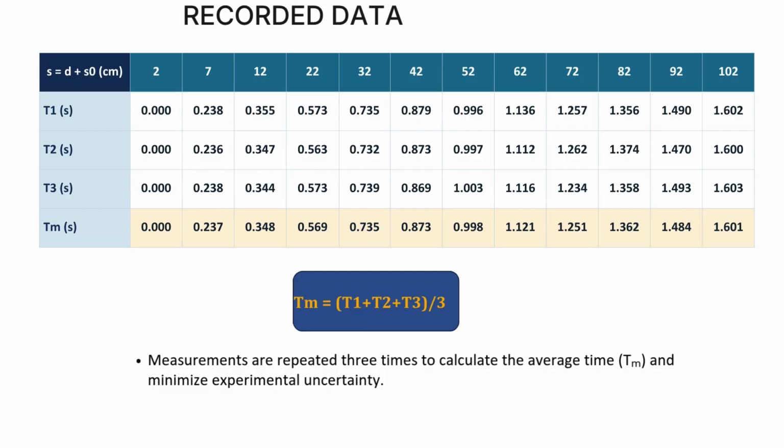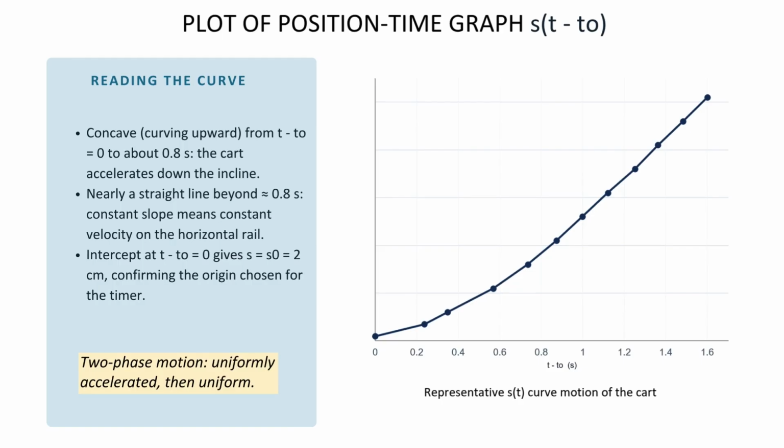Here we see our recorded experimental raw data, taking 3 trials for each distance. We compute the mean transit time, which serves as the foundation of our kinematic model. Plotting the position-time curve s(t) reveals the geometric nature of the motion. Notice how the shape shifts smoothly from an upward curve to a linear slope as time advances.